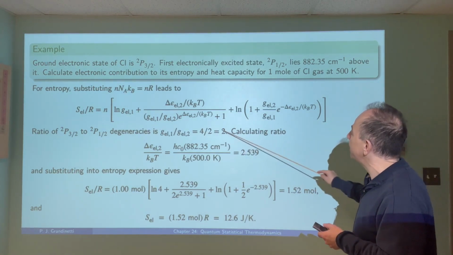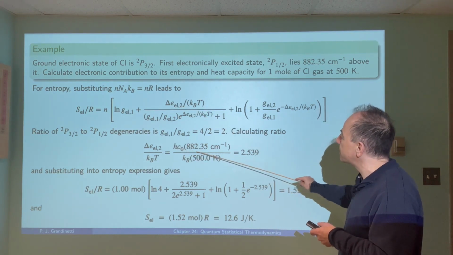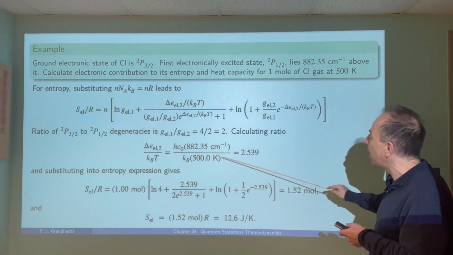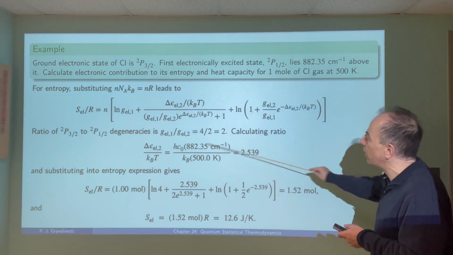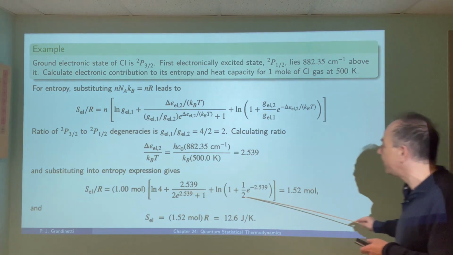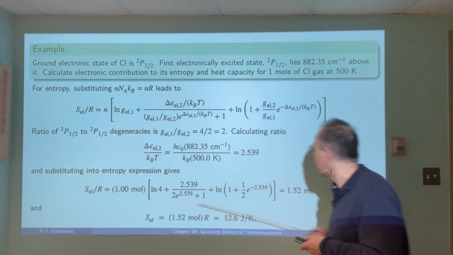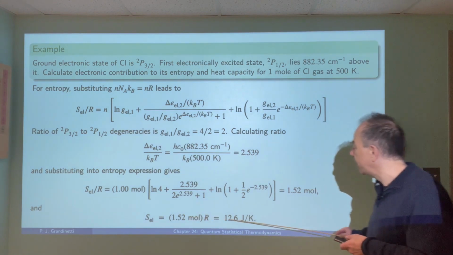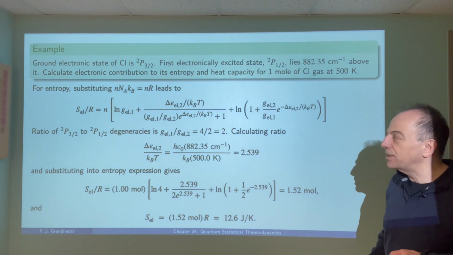So if we calculate the ratio for this energy here, which is just constants times 882.35 inverse centimeters divided by kB times 500 Kelvin, we get this. So now we have our degeneracies, the ratios, and this ratio here, we can substitute them into this expression, and we calculate out fully the entropy, which comes out with entropy over R as 1.52. We plug in the gas constant here, and we get 12.6 joules per Kelvin. So there's a simple calculation of the entropy.